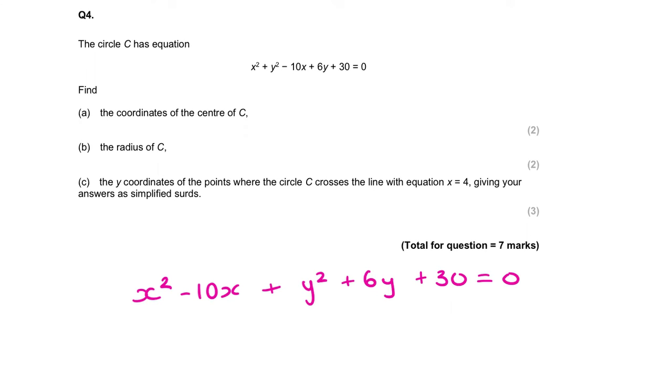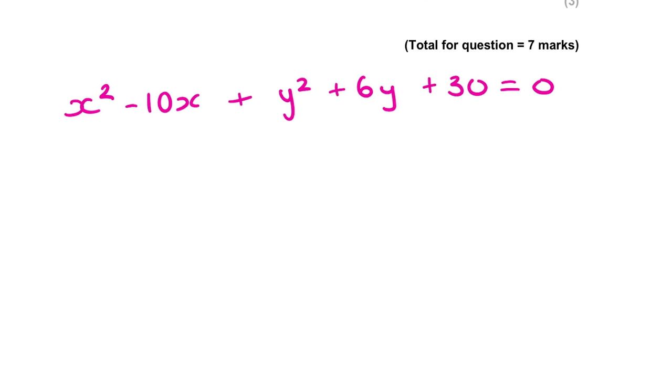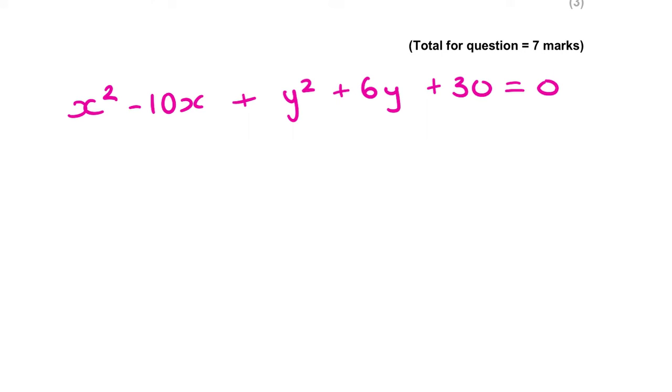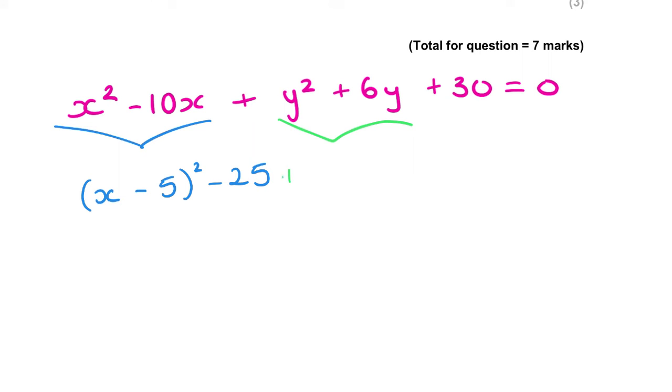Now what we're going to do is complete the square on both parts. So, just focus on my x's. If I complete the square here, I'm going to get x minus 5 squared minus 5 squared, which is minus 25. And then if we focus here, we're going to have plus y plus 3 squared. 3 squared is 9, so minus 9. And then remember, we're going to have our plus 30 equals 0.